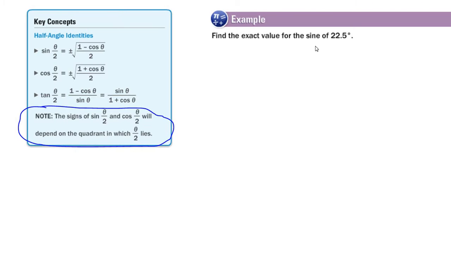Find the exact value for the sine of 22.5 degrees. Now, this is a half-angle example, so obviously we're going to use half-angle identities. But how would you know otherwise? If they give you some angle here, sine of 22.5, here's what to look for. If I doubled that 22.5, it's 45 degrees. Hey, that's on my unit circle.